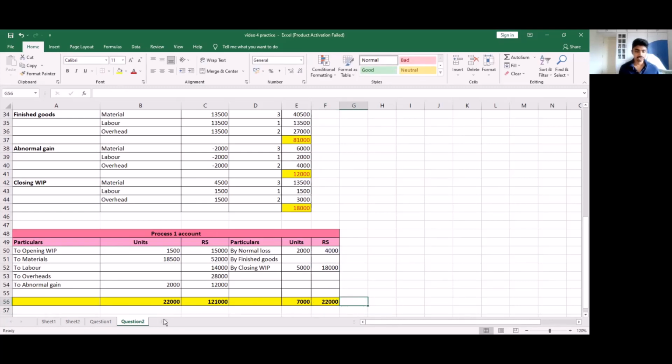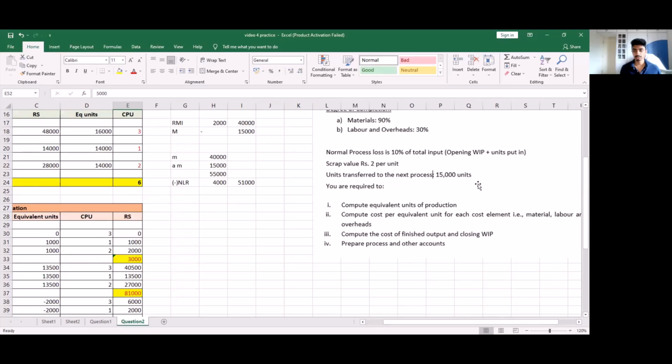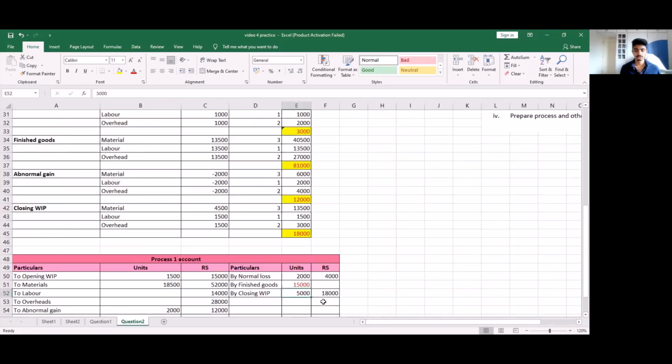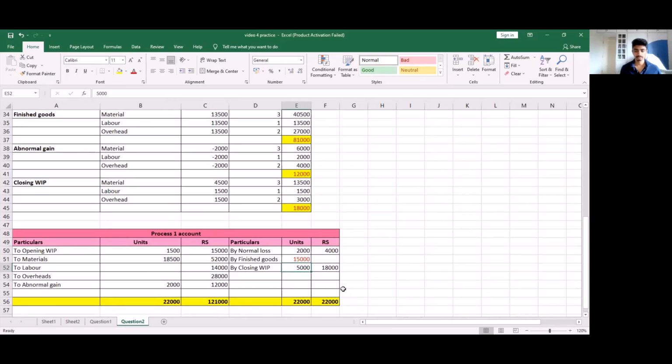So first, for units, on our debit side, we have 22,000, and on our credit side, we have 7,000. So let's subtract or find the difference to find our finished goods. So we have 22,000 minus 7,000, which gives us 15,000. If you look closely in our question, we were given that units transferred to the next process is 15,000 units. So here we have it, 15,000 units.